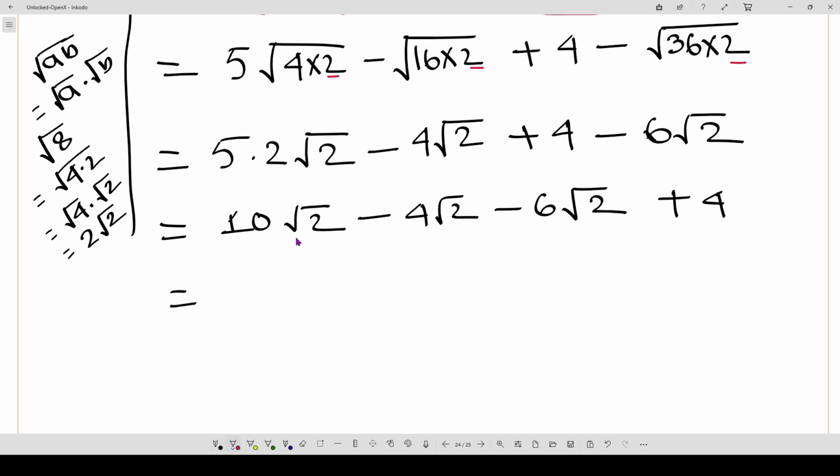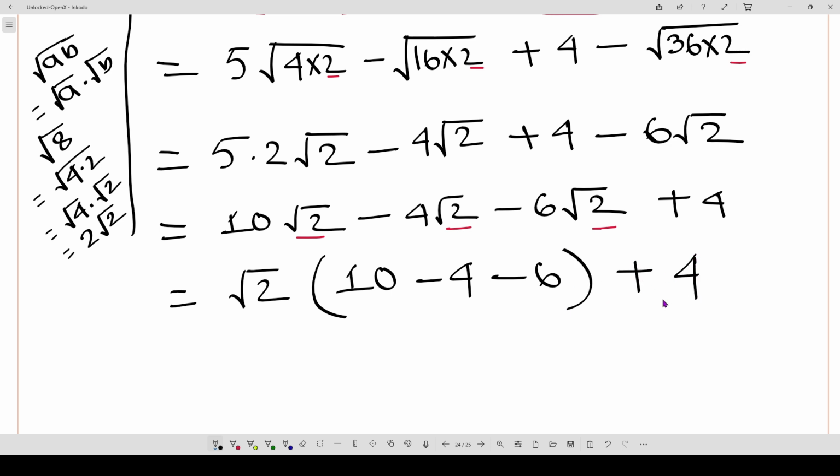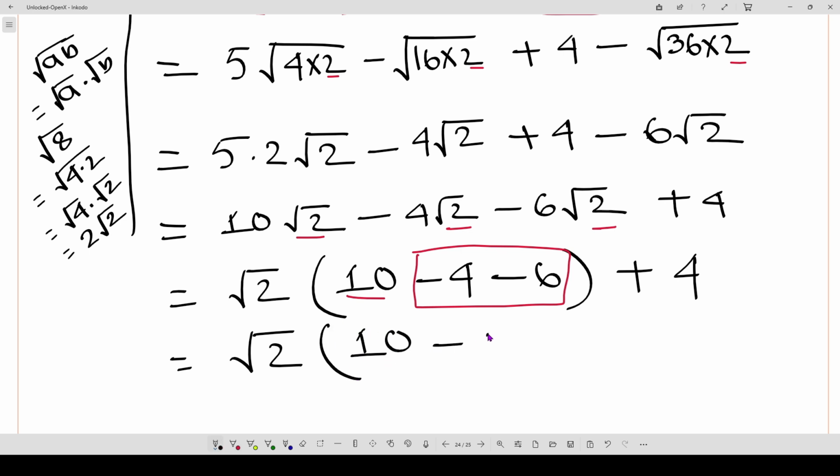Now we can take this root 2 common from this expression. So root 2 times, here is a 10 minus 4 minus 6, and here is plus 4. Look, here is a 10, but here is minus 4 minus 6. It means minus 10. So we can write 10 minus 10, and here is plus 4.